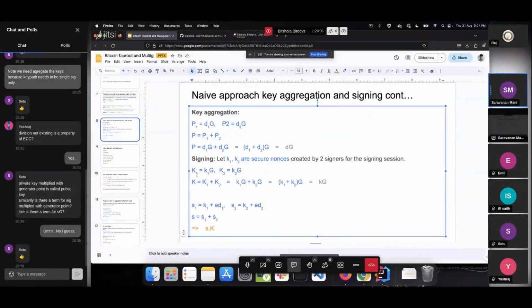Okay, if we are clear about this part, we can move to the verification. The signing is nothing but the two signatures are just added. The two public nonces are just added and shared with the verifiers. That's it.